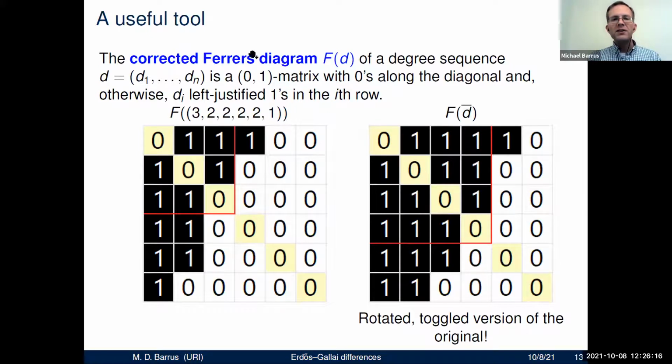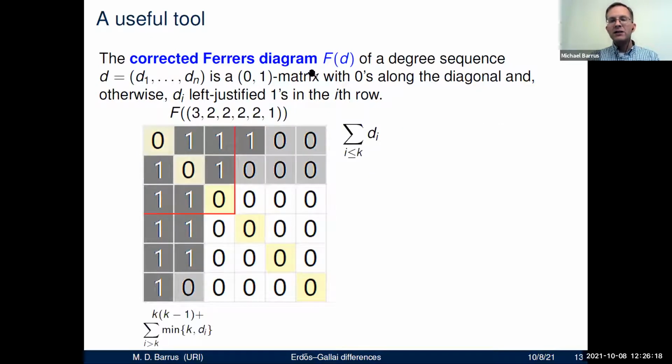But I want to say more about this corrected Ferrers diagram and how it connects to the Erdős-Gallai differences. So you'll remember that our Erdős-Gallai differences take the right-hand side and subtract the left-hand side. And if I take k somewhere between 1 and the modified Durfee number, it turns out that the sum of the entries in the first k rows are exactly the sum of the degrees. That's pretty straightforward to see. And then the sum in the first k columns actually turn out to be the right-hand side here.